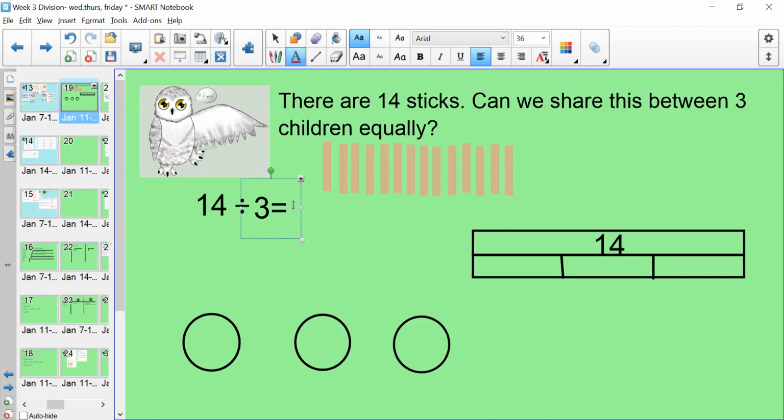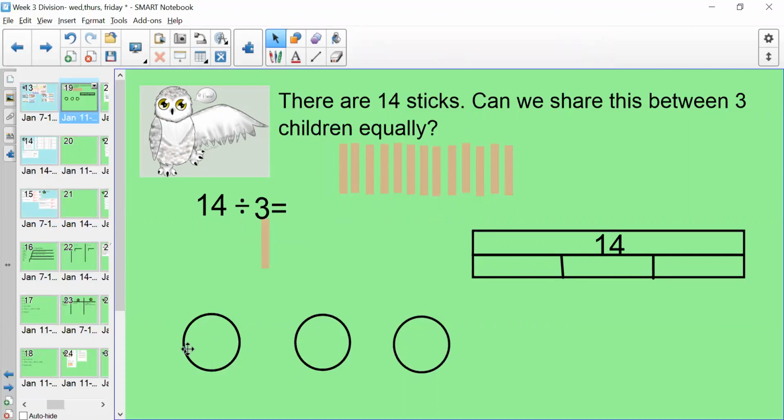Okay, so there's plenty of ways that we can work this out, but just to visually show you, we're going to share the 14 sticks between the 3 children equally. Okay, so we share these out. At the moment, they've got 2 each, 3 each, 4 each.